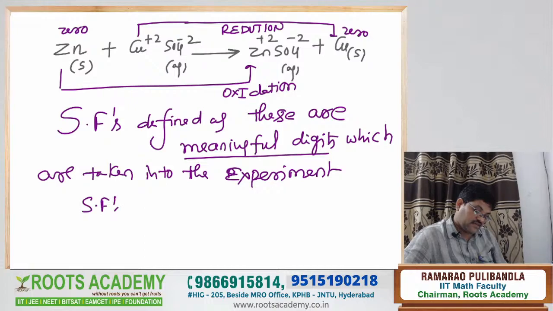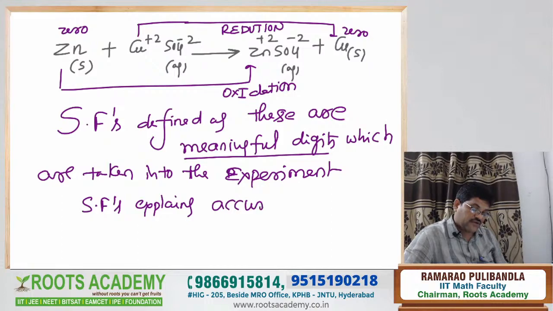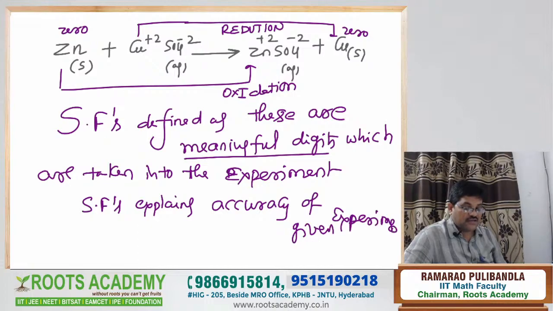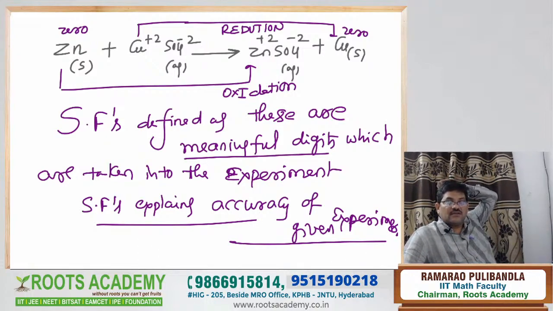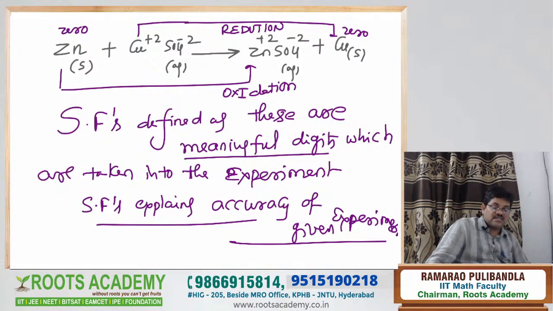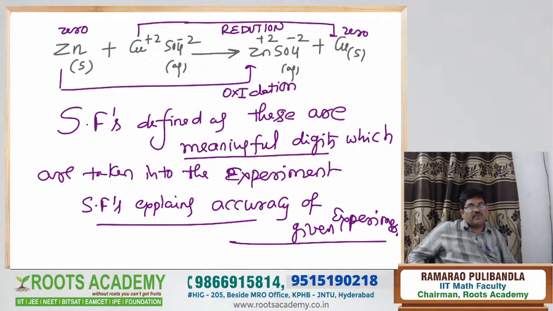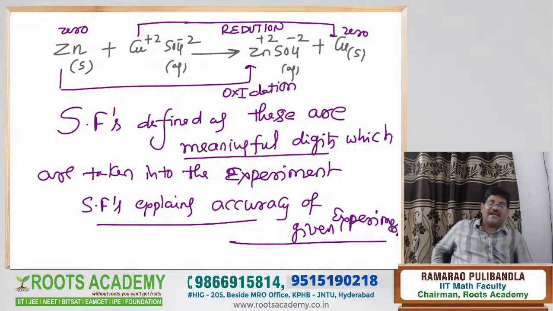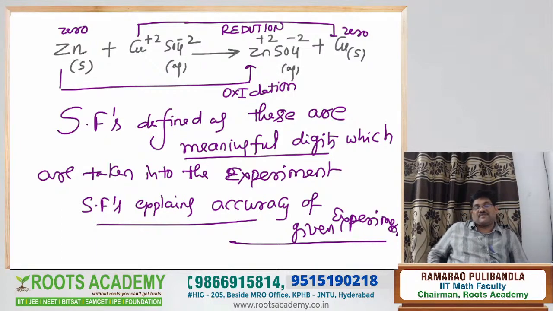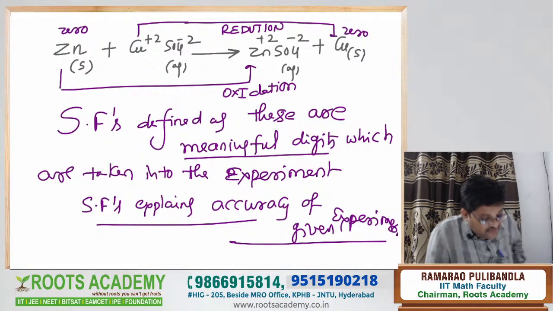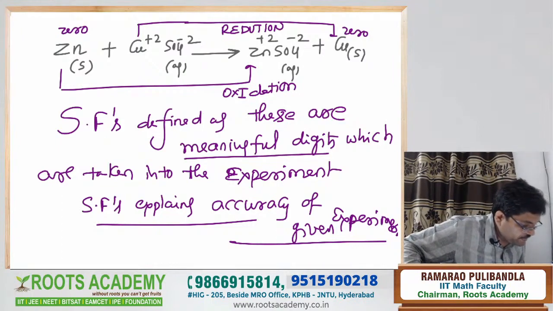Significant figures explain accuracy. What is accuracy? Perfection of the given experiment. Simple logic, no confusion. Right, Nana? Repeat once again. What are significant figures? These are the meaningful digits which are taken into the experiment. These significant figures explain the accuracy of the given experiment. What is accuracy? Perfection of the given experiment.